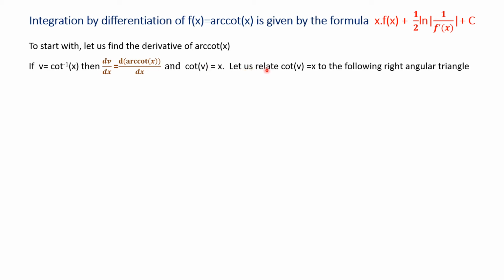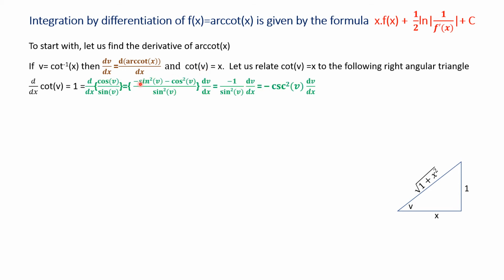Let's relate cotan of v equal to x to the following right angled triangle. If we look at the angle v, its cotan will be equal to the adjacent divided by the opposite, and that will give us cotan of v equal to x, consistent with the statement that we have over here. Next, we have to do the derivative of cot of v. We know that cot of v equal to x, so derivative of cot of v should be equal to 1.